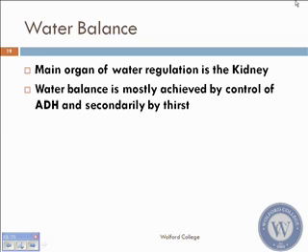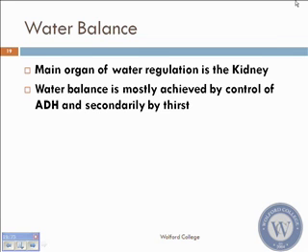Now, water balance. The main organ of water regulation is the kidney. We're not going to talk about it this semester. You're going to be talking about it next semester, when we talk about pathophysiology. It's usually in the physiology section, but I just ran out of time in that section, so instead we'll talk about the kidney later on.